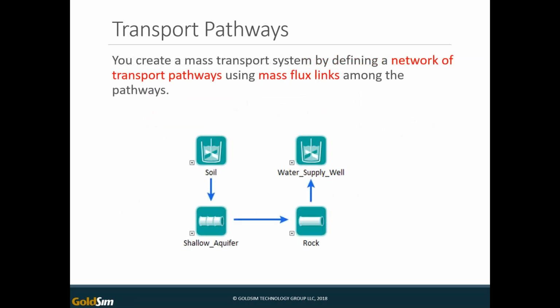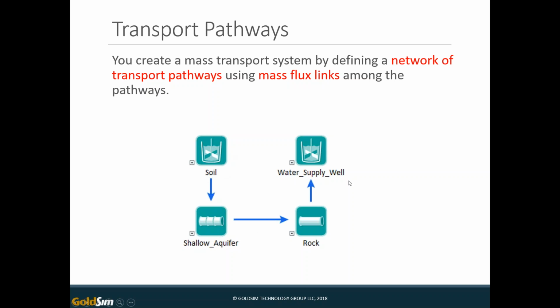When you create a system in GoldSim, you're going to hook a number of transport pathways together to track the movement of mass through your system. So you might have a soil pathway that discharges to an aquifer that then goes into some rock and then that gets pulled up into a water supply well. Each one of those parts of the system would be represented by a transport pathway. And there would be some mechanism by which mass moves from one pathway to the other.